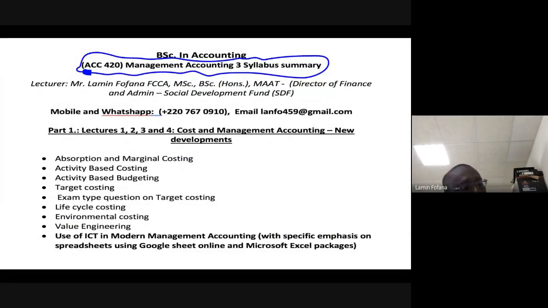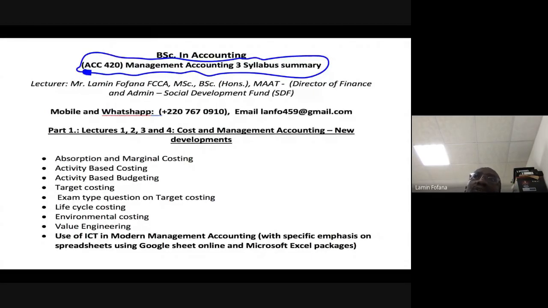So we're going to see how each of these costing techniques are treated in real life. We're looking at ABB, activity-based budgeting. We look at target costing. Activity-based budgeting is a budgeting technique which is done from ABC. So after using your ABC costing, you can use your ABB, activity-based budgeting, based on your activity-based costing.